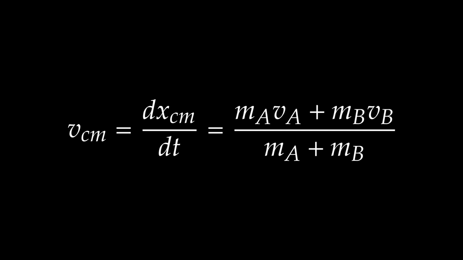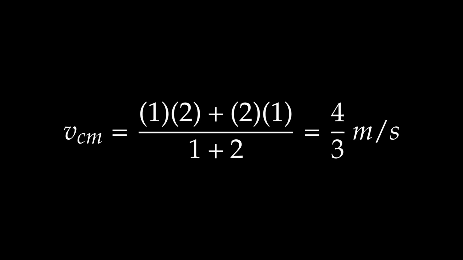The velocity of the center of mass is the derivative of the center of mass position. So I can calculate it quite easily. It's going to be MAVA plus MBVB divided by the total mass, MA plus MB. In this case, the numbers are quite simple. So I have MA times VA, so 1 times 2 is 2, plus MB times VB, so 2 times 1 is 2, so it's 4.